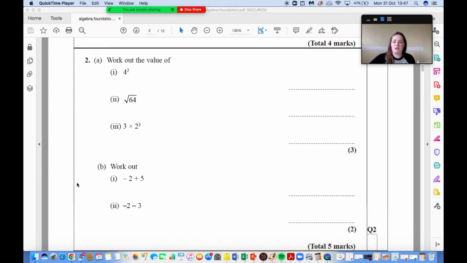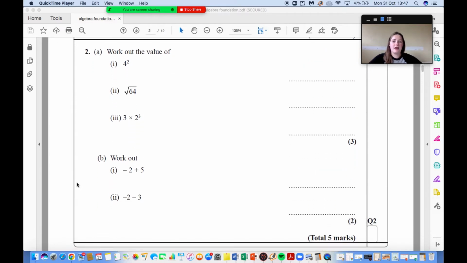Okay, so here's some nice ones, and these ones you tend to get at the beginning of your paper, and they're worth 1 mark each. So obviously it says 3 there because you've got 3 questions, and usually these are just worth 1 mark each at the beginning of your paper. So if you'd like to pause the video and have a go at this one again, then go ahead and do that now, and then we'll go through them.